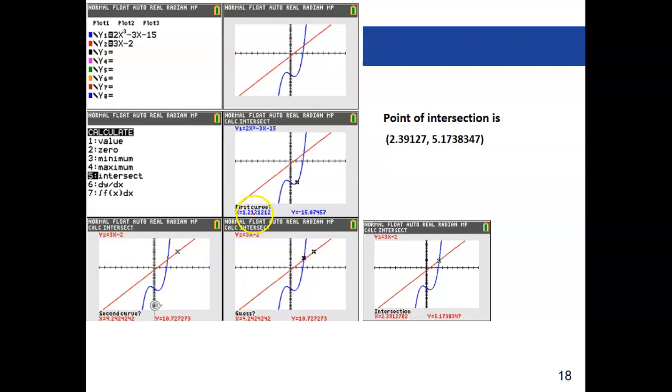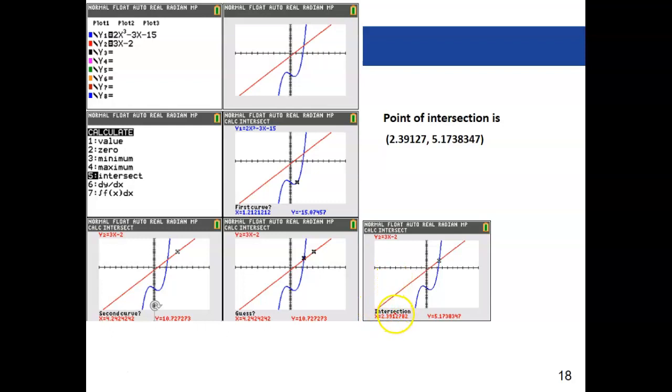The only time that's going to be an issue is if you happen to have like 3 or 4 equations and it wants to know which 2 you want to check the intersection of. If you only have 2, then that's not an issue. So down here for the second curve, just make sure it says whatever your second curve is, which is this line 3x minus 2. And then for the guess, we're going to use our arrow key and move our cursor as close to this point of intersection as possible. Press enter, and we're going to get this as our point of intersection.